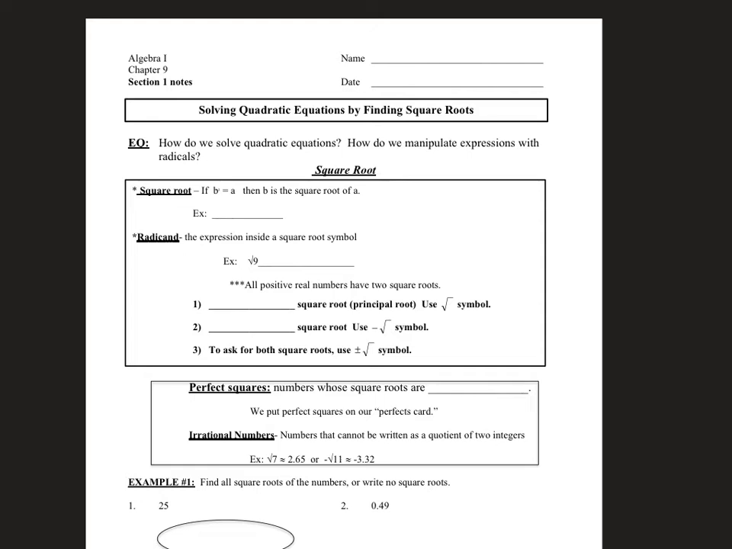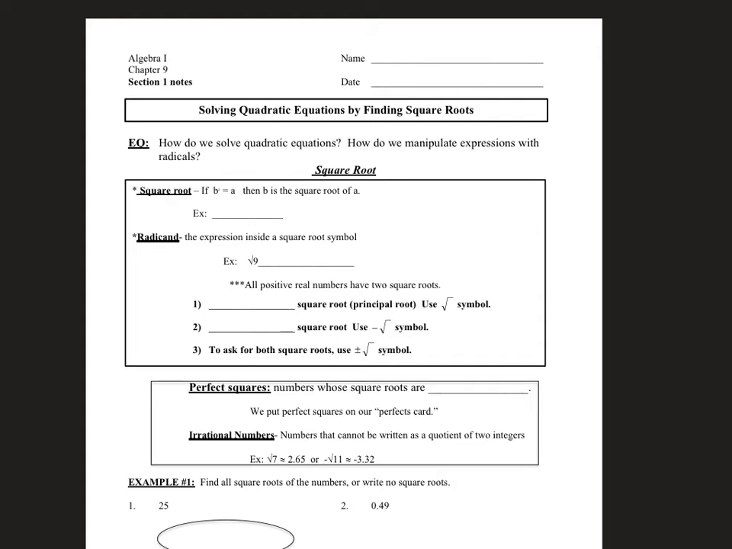So we're going to be working with quadratic equations. A quadratic equation makes a parabola, and quadratic equations are basically polynomials to the second power, okay? So if you have something like x squared plus 2x minus 4, that's going to be a quadratic equation because it's to the second power, okay?